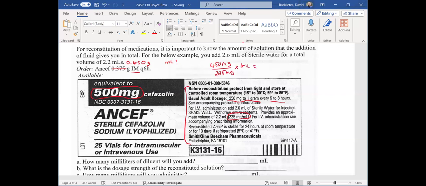It looks like a number of you are getting 2.9, so let's see if that's the right answer. 650 divided by 225, and that's what I get. You get 2.8 repeating, but you would round your answer to 2.9 milliliters.